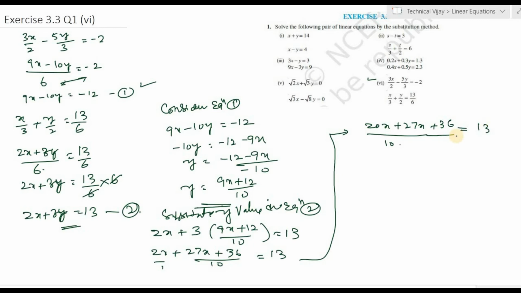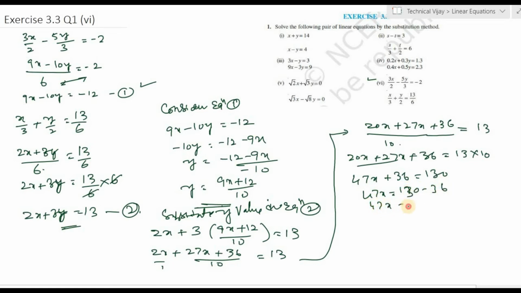10 we will send to the RHS side. So 20x plus 27x plus 36 is equal to 13 into 10. So here 20 plus 27 is 47x plus 36 is equal to 130. So 47x is equal to 130 minus 36. 130 minus 36 is 94. So x is equal to 94 divided by 47. 47 ones are 47, 47 twos are 94. So x is equal to 2.